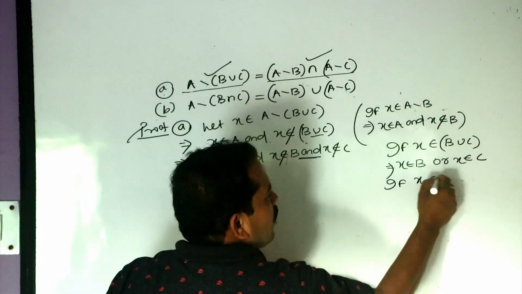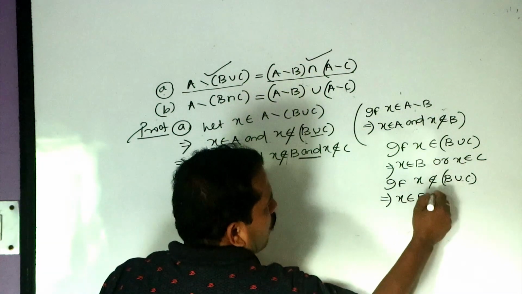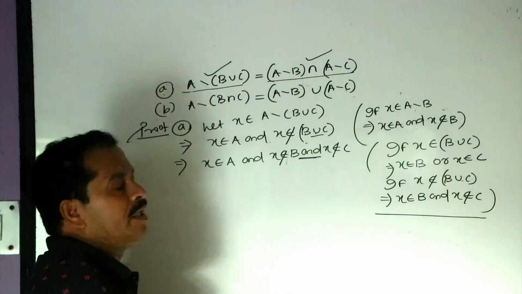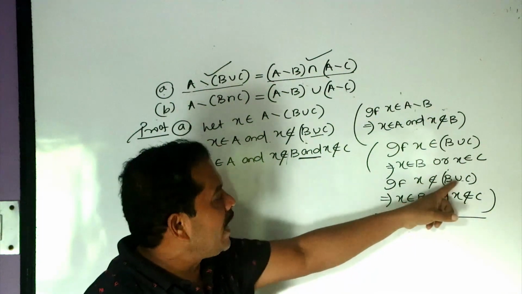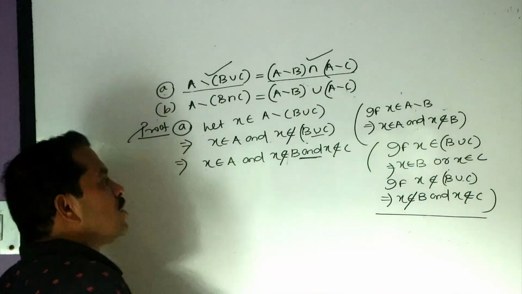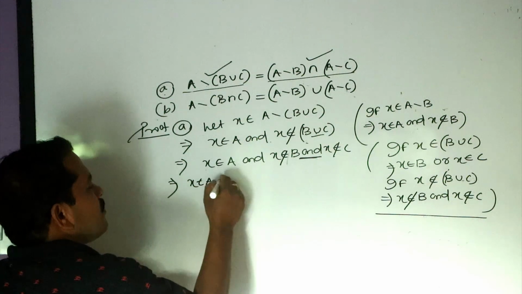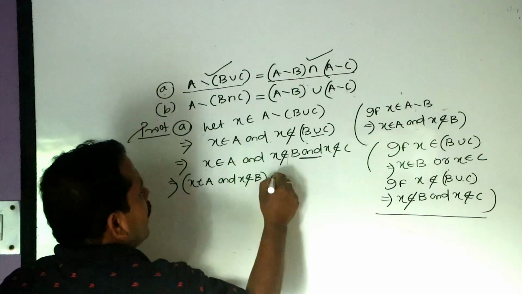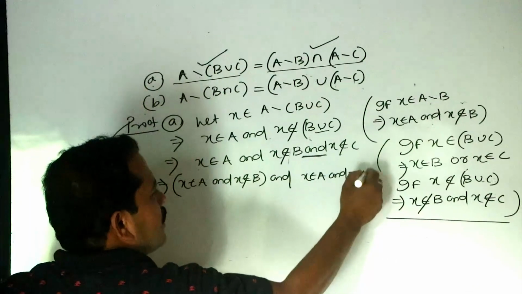If X does not belong to B union C, then its negation becomes X does not belong to B and X does not belong to C. This is the argument. If it belongs to, then you write or. If it does not belong to, then instead of union you write and. X does not belong to B and X does not belong to C. Then use the distributive property. X belongs to A and X does not belong to B, and X belongs to A and X does not belong to C.